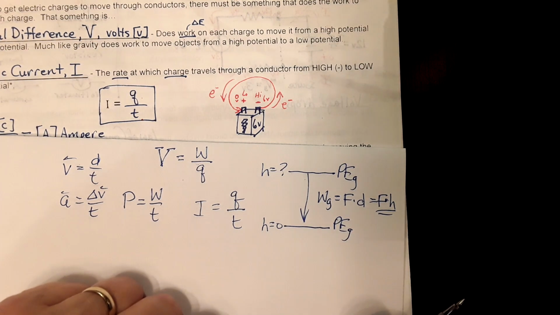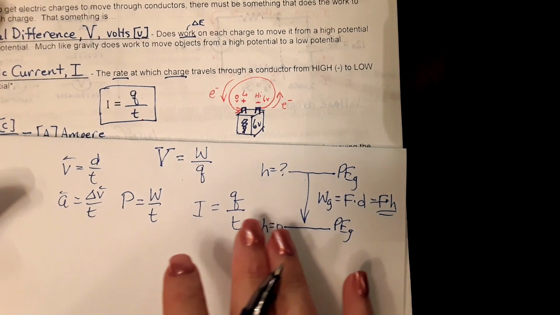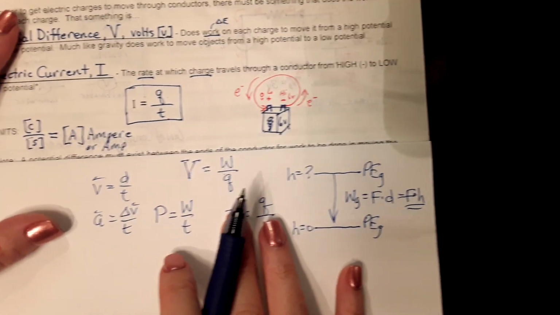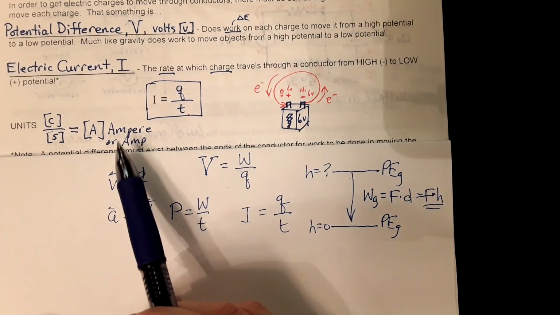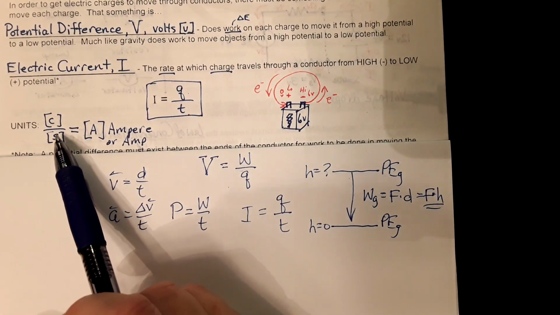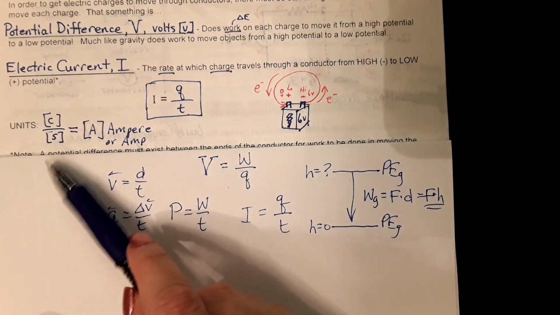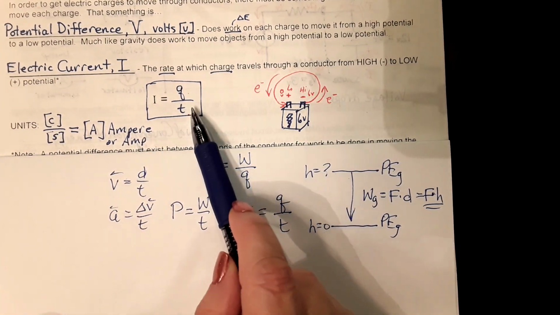Now, where can we find a potential difference? A battery can provide a potential difference. Oh, and I almost forgot. Let's take a quick look at this first. All right. Electric current is measured in coulombs of charge per second.